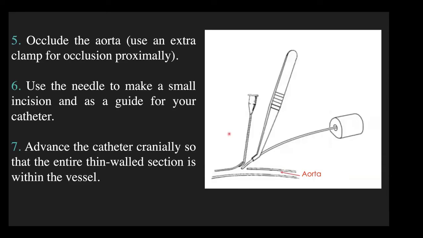Now, when I have this, I am ready. So I occlude my artery, I use the clamp and the sutures. Then I go ahead and make the incision with the needle, and I keep it in place so that it acts as a guide for my catheter. Then I hold the catheter with a catheter tweezer, and I insert it in the aorta and advance it cranially until the entire thin-walled section of the catheter is inside the aorta.